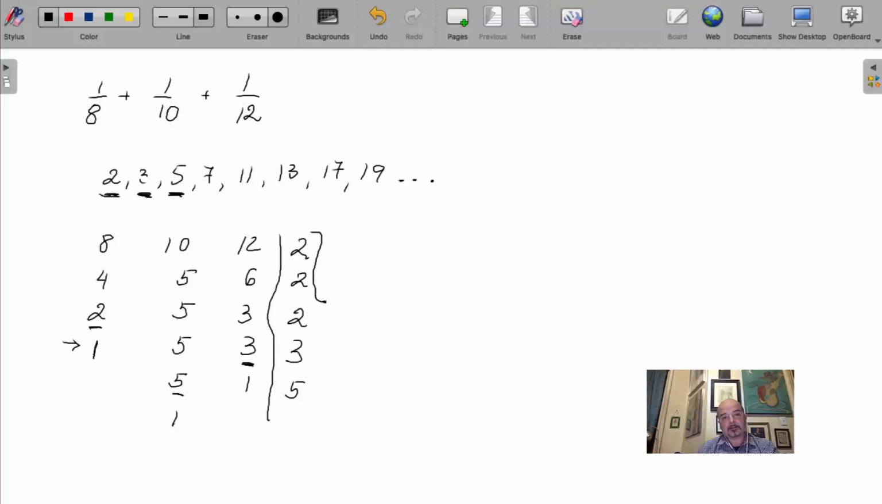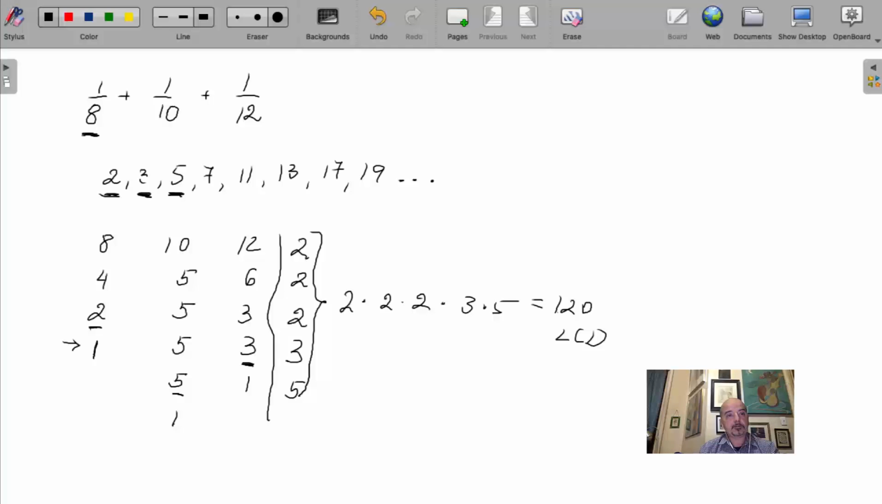And here's the thing now. You have obtained this column of numbers here, and when you multiply them together, 2 times 2 times 2 times 3 times 5, that gives you 120, and that 120 is in fact the least common denominator of the three numbers we're dealing with.